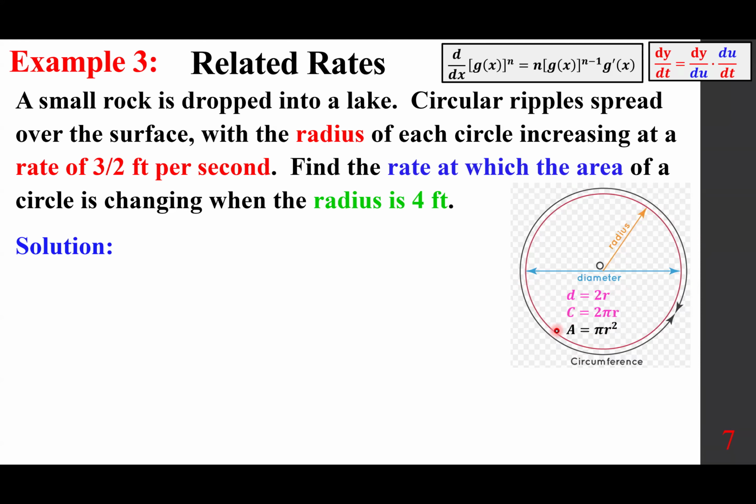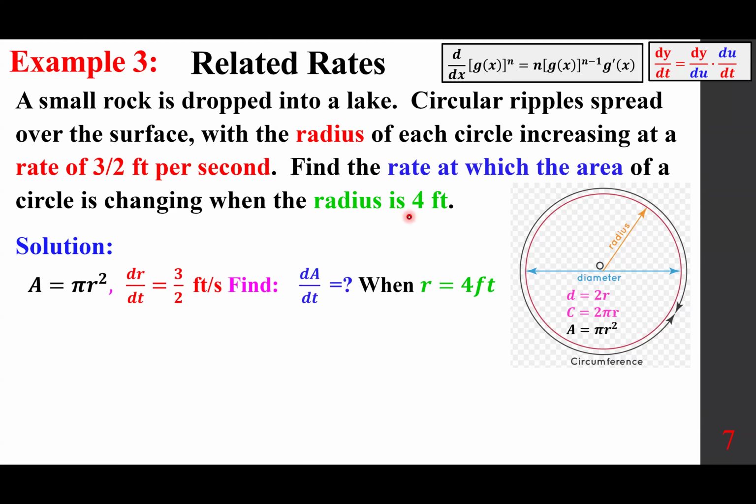Let's write the given. So A equals pi r squared, which comes from geometry. We should know it. The radius is increasing, so dr dt equals 3.5 feet per second. What do we want? The rate at which the area is changing, dA dt. At what point? r equals 4 feet. So we write that.